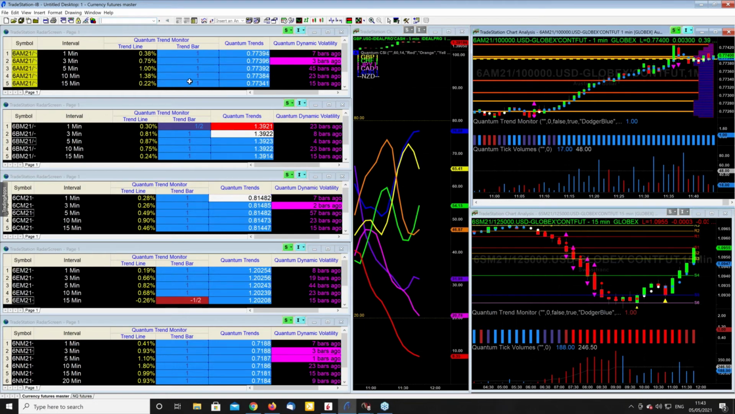So everything has now gone blue. Why has everything gone blue right the way out to the 15 minutes? Because the dollar is being sold strongly. Therefore, these currency pairs are being bought strongly. And it's just a great visual way.